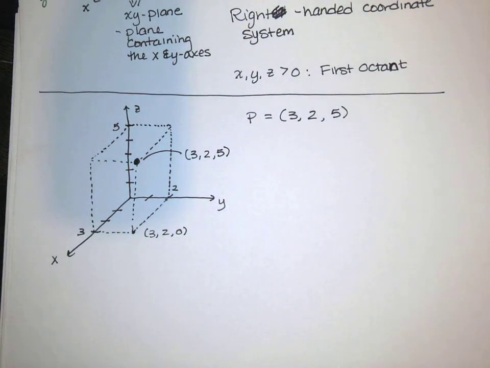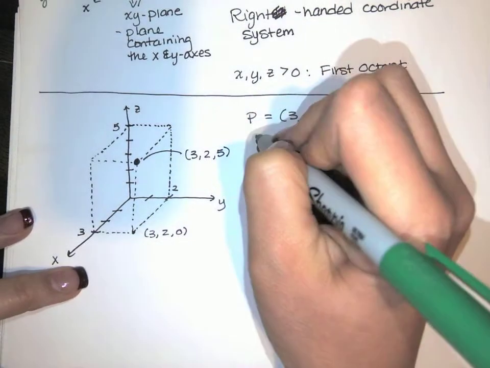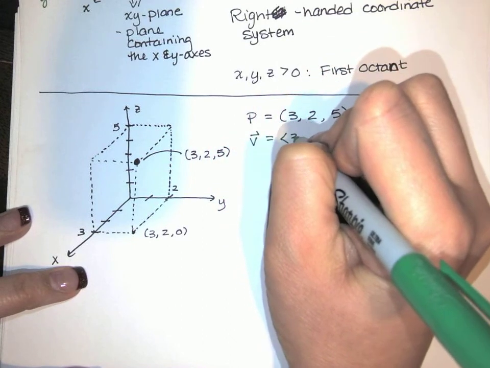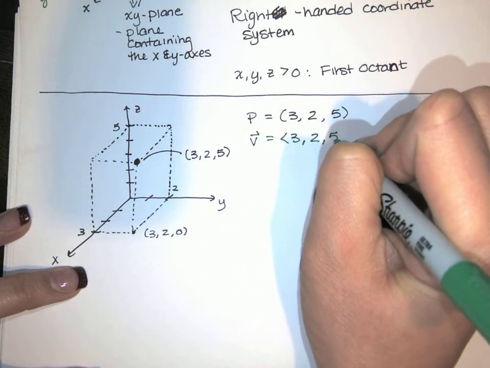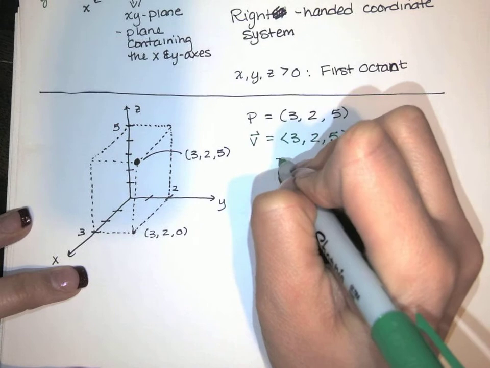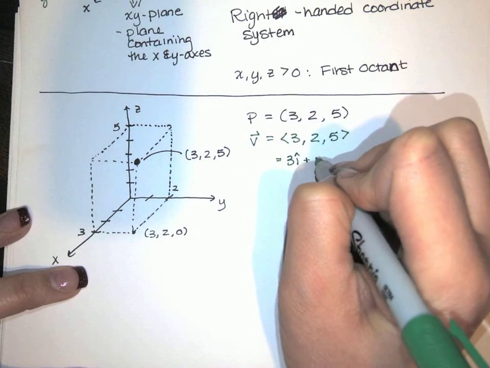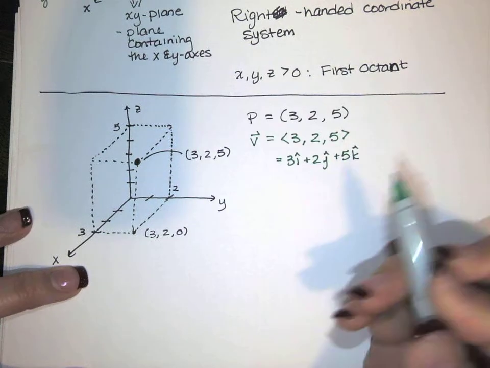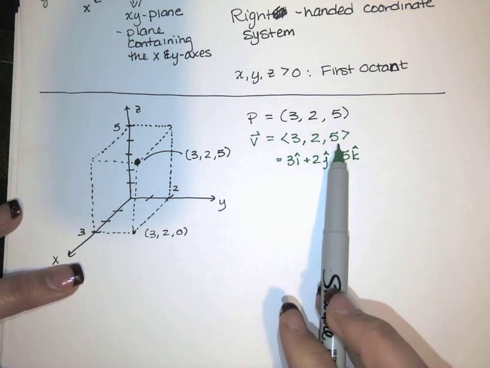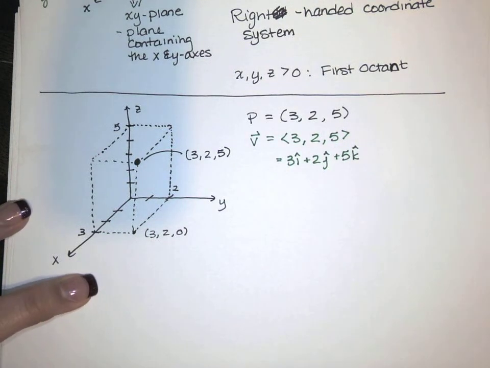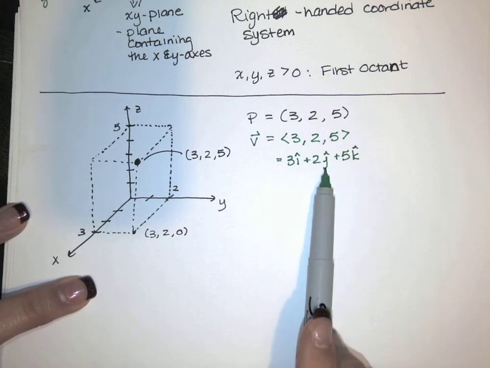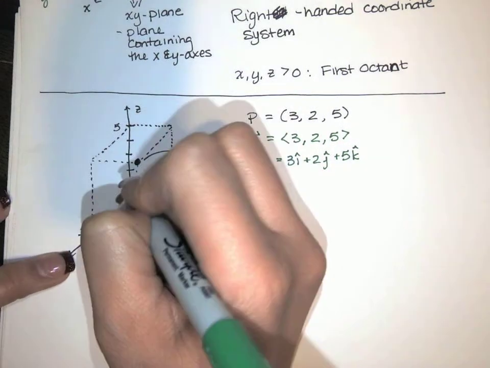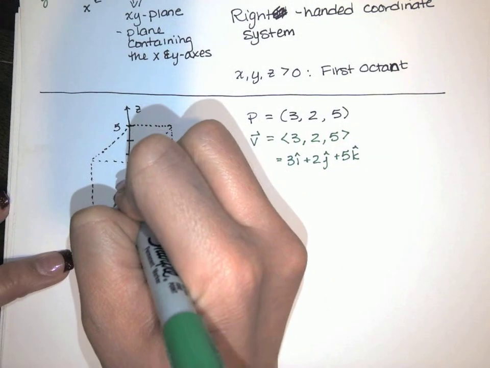Now that's a point. Now if I want to plot the vector that ends at that point, that's the vector with components 3, 2, 5. Or if I prefer, I can call that 3 times i hat plus 2 times j hat plus 5 times k hat. Either one's fine. I've got it in component form and as a linear combination of our 3 unit vectors, one in the x direction, the y direction, and the z direction. Start at the origin and go out to that point.